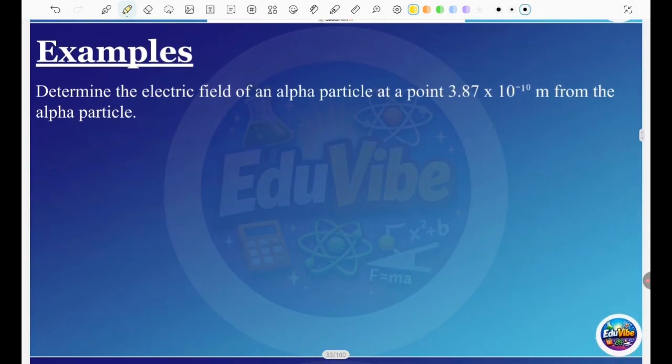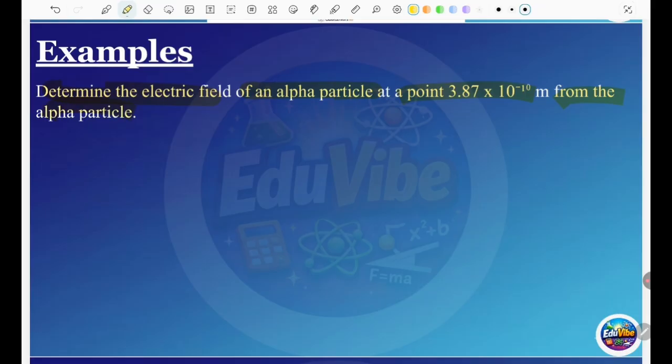So let's deal with the formula which we derived for the electric field. How can we find it if we determine the electric field of an alpha particle at 3.87 times 10 raised to the power minus 10 meters from the alpha particle?